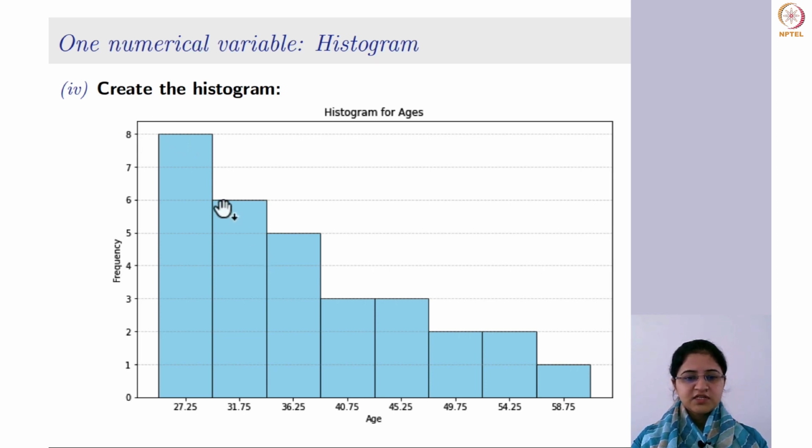The next class had 6 observations, then 5, then 3, next 2, and finally you have only 1 observation coming from the last class interval. So this is how you create your histogram. If you want to make it by hand, this is the process. If you want to make it using software, that is Python, we will teach you how to do it at the end of this week.